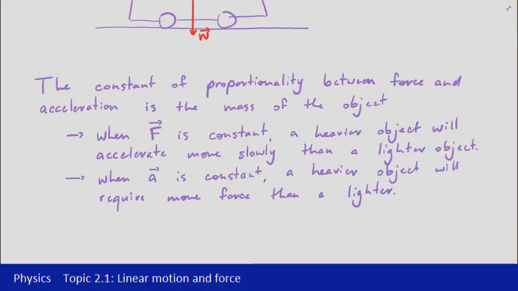You could even, if you wanted to, look at the proportional relationships here. So when force is constant, acceleration will be inversely proportional to mass. So as mass increases, acceleration decreases. When acceleration is constant, F is going to be directly proportional to the mass.